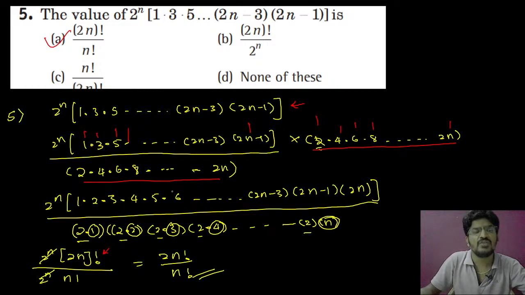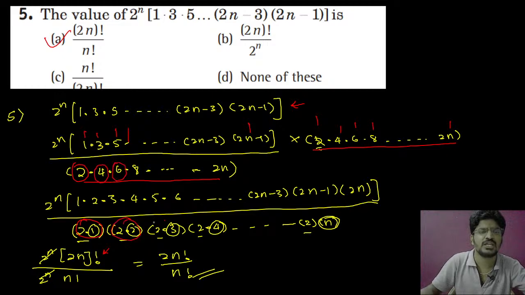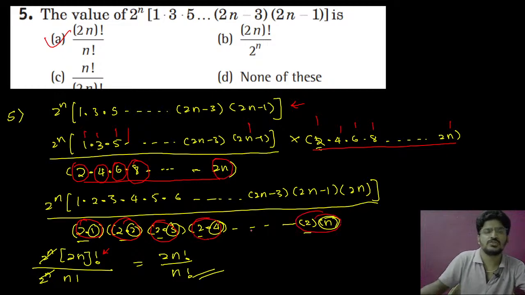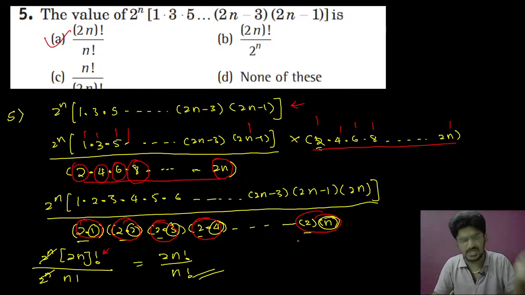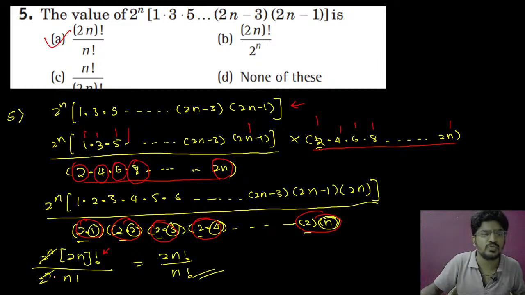Okay, divided by, here 2 can be written as 2 into 1, 4 can be written as 2 into 2, 6 can be written as 2 into 3, 8 can be written as 2 into 4, 2n can be written as 2 into n. So from all this, take 2 outside, that means 2 is repeating for n times, that will be 2 to the power of n. 2 to the power of n will get cancelled. You will remain with 2n factorial divided by n factorial.